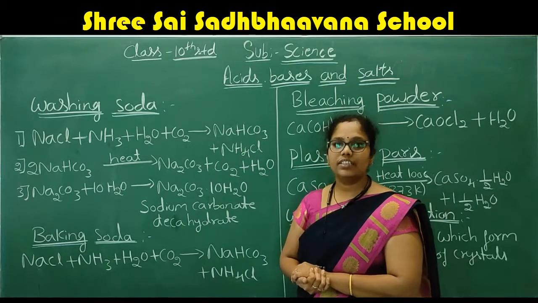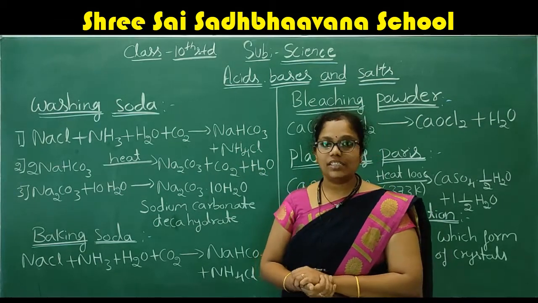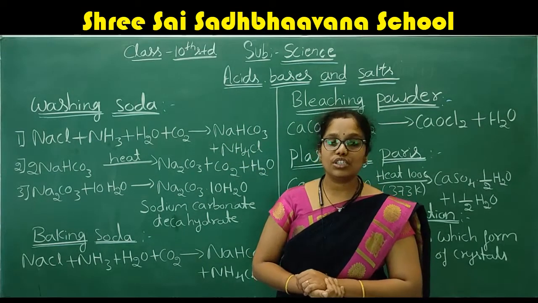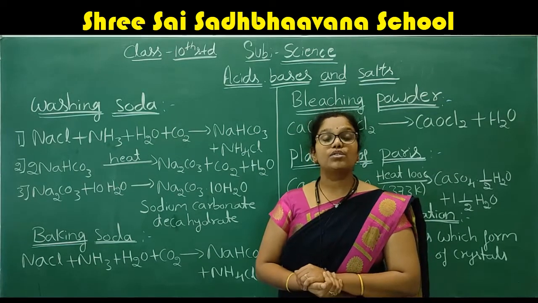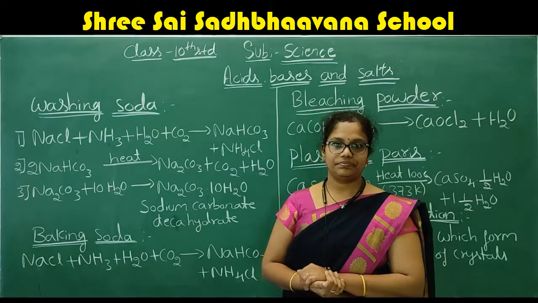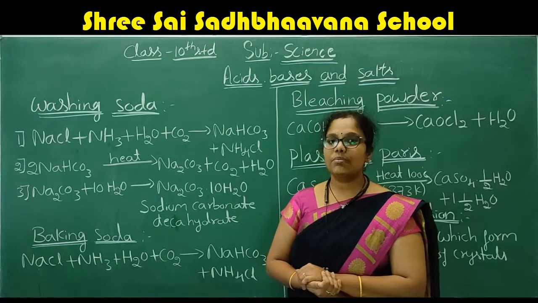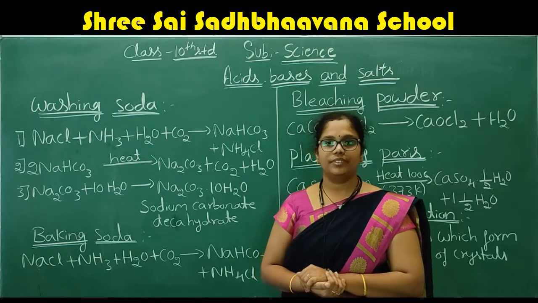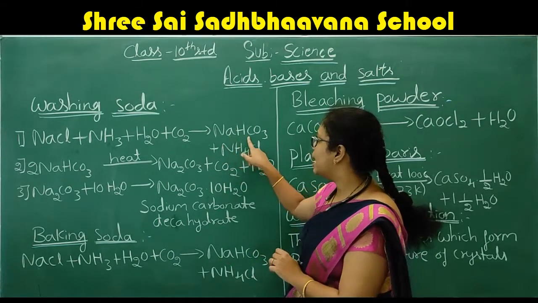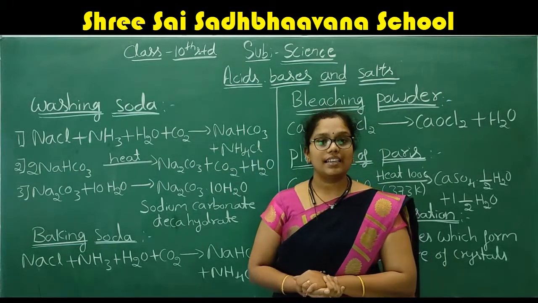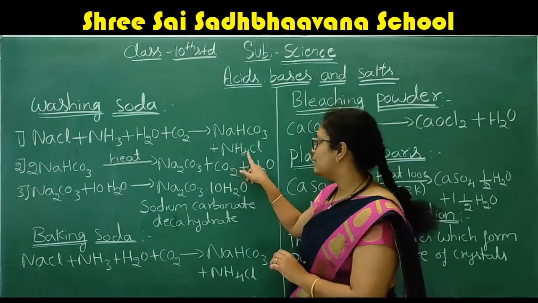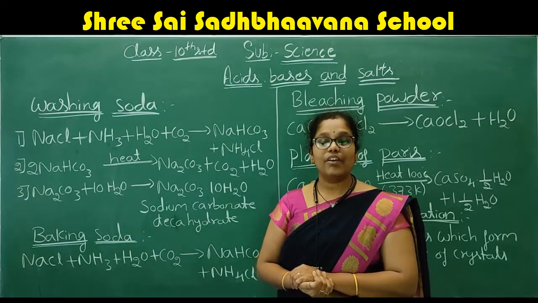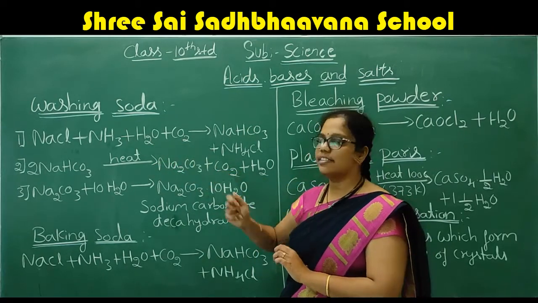What is the product you get? The product is sodium hydrogen carbonate. Otherwise, sodium hydrogen carbonate is also called sodium bicarbonate. One product obtained is sodium hydrogen carbonate, and the other product is ammonium chloride. These are the two products you get from the combination of those four reactants.